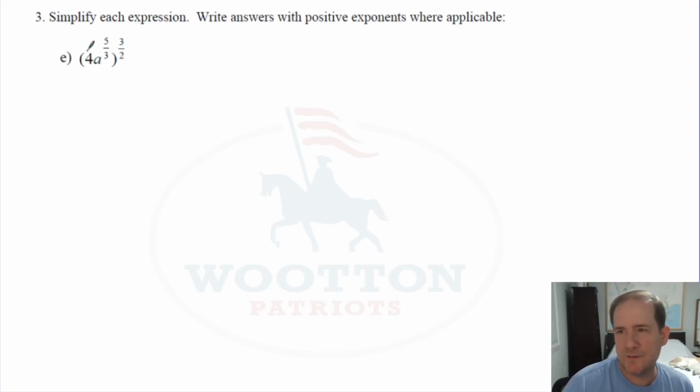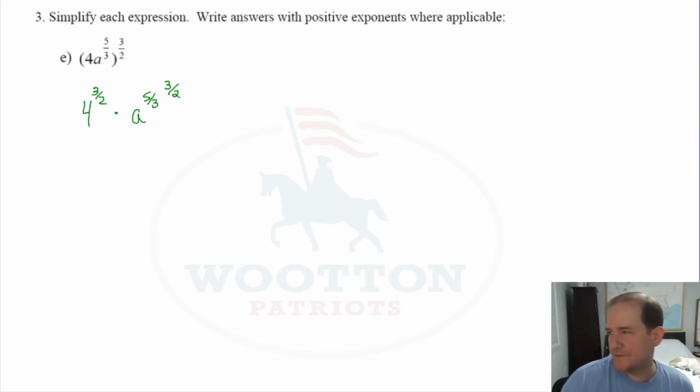So the only thing I would remind you here is this power of 3/2, because it's applying to everything in parentheses, it would apply to the 4 and the a to the 5/3. So technically it should probably look like 4 to the 3/2 and then times a to the 5/3 to the 3/2. So we have to apply that power of 3/2 to both.